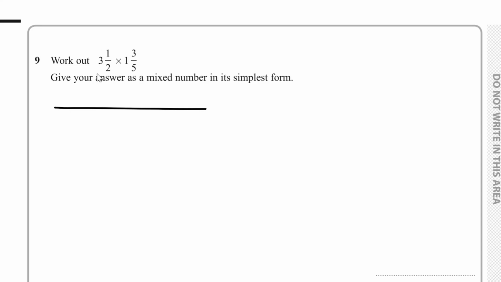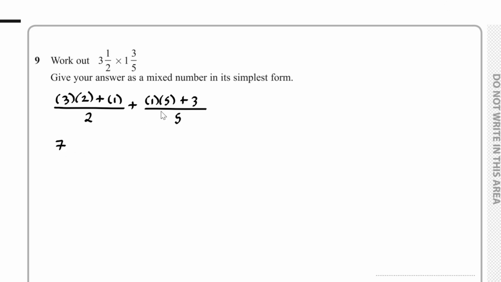3.5, to convert that into a top-heavy fraction, we have 3 times by 2 plus the 1, and then we divide this result by 2, and then the 1 3/5 we can also convert to a top-heavy fraction. We have 1 times by the 5 plus the 3, and then we divide this by 5. So here on the top we get 6 plus 1, which is 7.